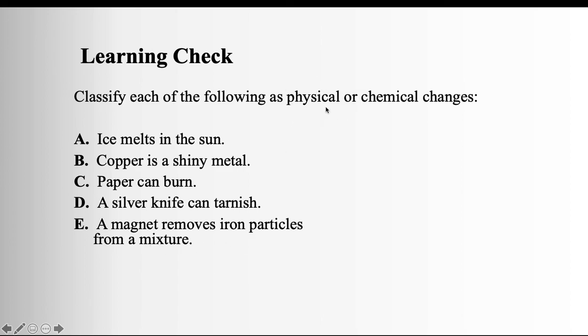So it's a physical separation, a physical change of iron from a different compound in a mixture, and I can use a magnet to separate the two. So it is a physical change because my iron is not changing to a different compound. It's just being separated physically from another compound in the mixture.